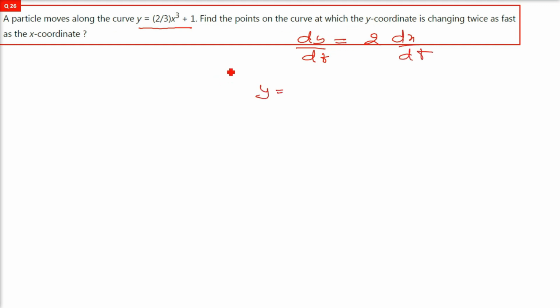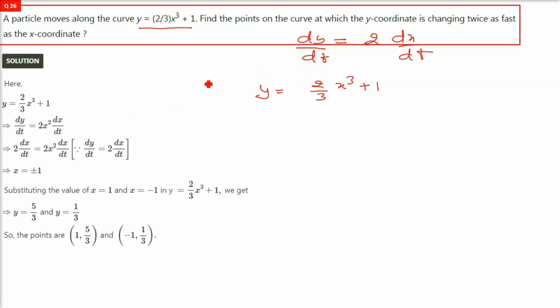Now we have y is equal to 2 by 3 x cube plus 1. This the particle is moving along this curve. Now we need to differentiate both the sides. So dy by dt will be equal to, this is 2 by 3, x cube will be 3x square followed by dx by dt, and differentiation of 1 will be 0. So there is a relationship here, but there is one more relationship I told you in the beginning.